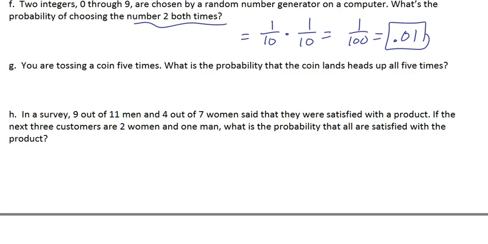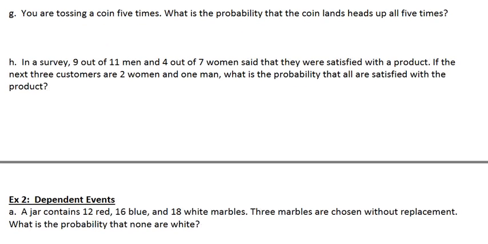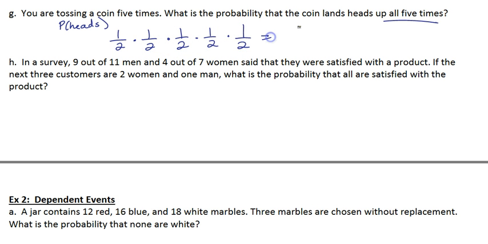Part G, you are tossing a coin 5 times. What is the probability that the coin lands heads up all 5 times? All right, so there's a 1/2 chance of you getting heads. So every single time you have a 1/2 probability of getting heads. So if I'm going to flip my coin 5 times, here's what that looks like, which is 1 out of 32. For some reason, I didn't find the decimal for this one. Guess what? The probability of tossing 5 tails is also 1 out of 32.